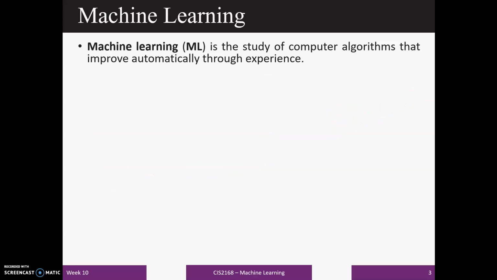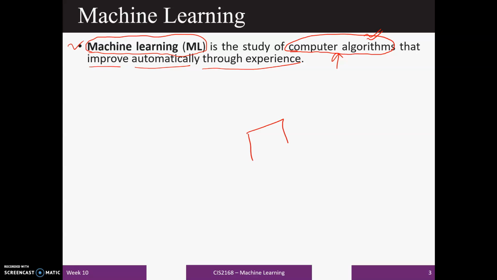Here you can see the first bullet point is on defining what machine learning means. Machine learning is a keyword, and I have used the term ML to represent machine learning. It is a study of computer algorithms. We are going to learn computer algorithms, and why are you going to learn computer algorithms? Because you want to use the algorithm to improve automatically based on experience.